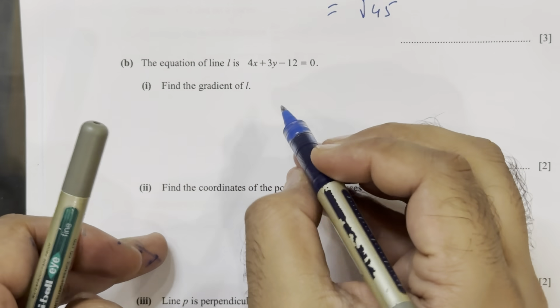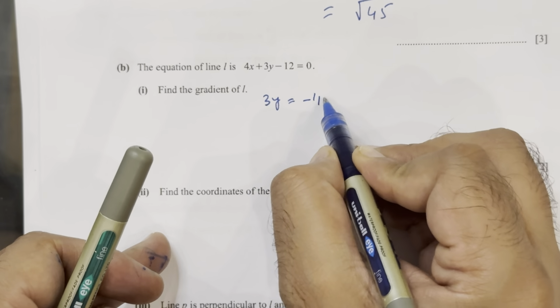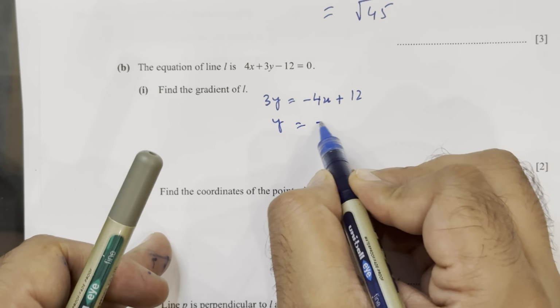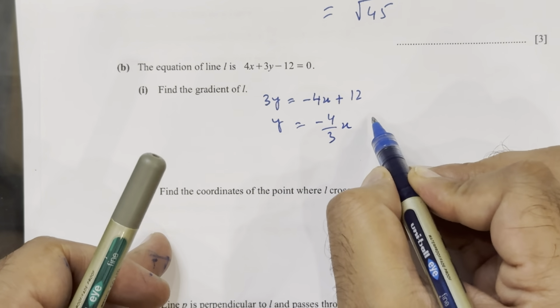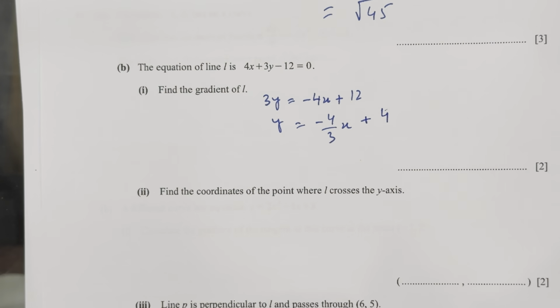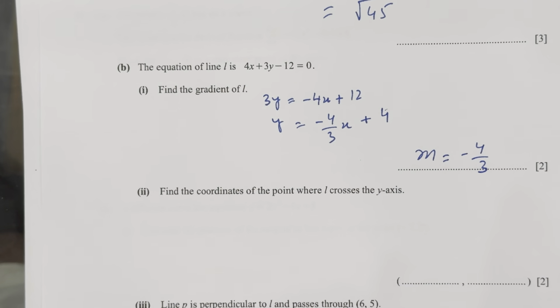Find the gradient of L. This is a simple question. 3y is equal to minus 4x plus 12. Divide it by 3: minus 4 by 3x plus 12 divided by 3, which is 4. So the gradient is minus 4 by 3. So m is equal to minus 4 by 3.